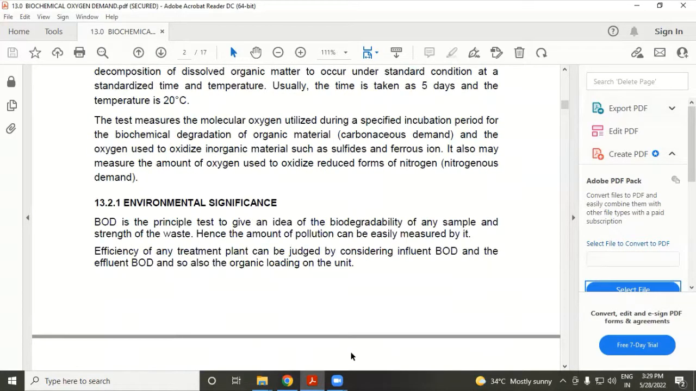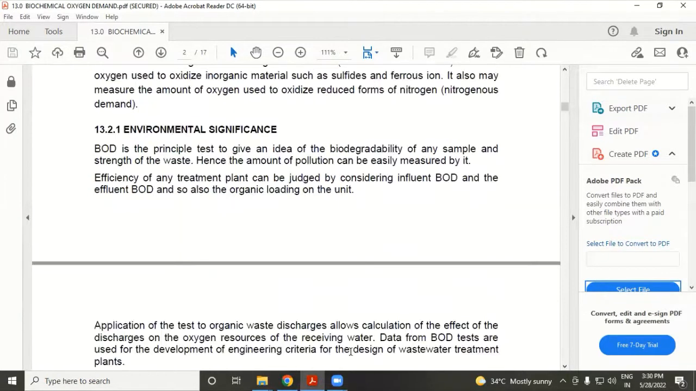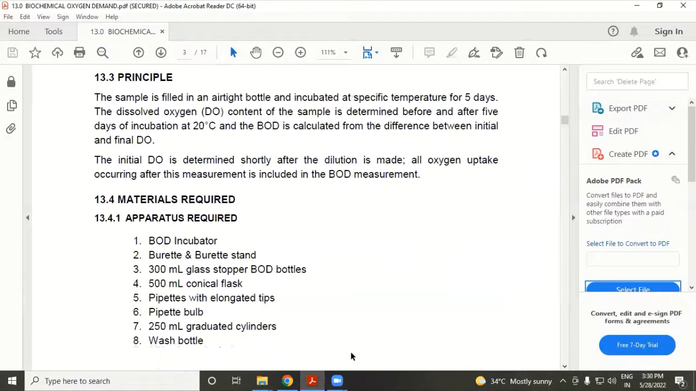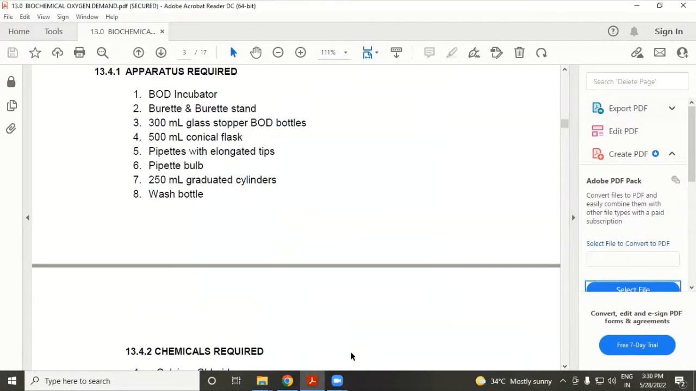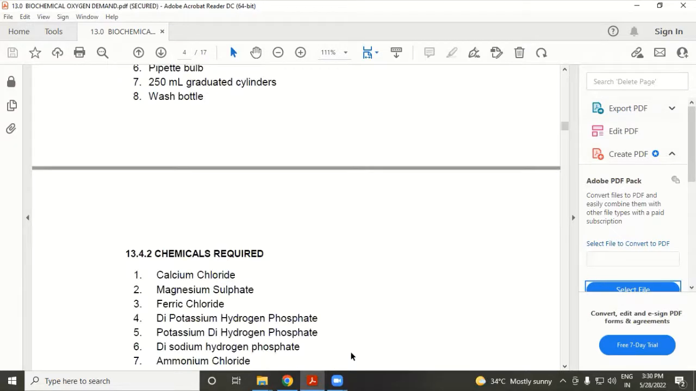Next, for environmental significance, BOD is the principal test to give an idea of the biodegradability of any sample and the strength of waste. Hence, the amount of pollution can easily be measured. The efficiency of any treatment plant can be judged by considering the influent BOD and the effluent BOD, and also the organic loading rate.